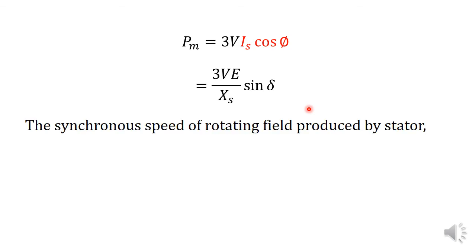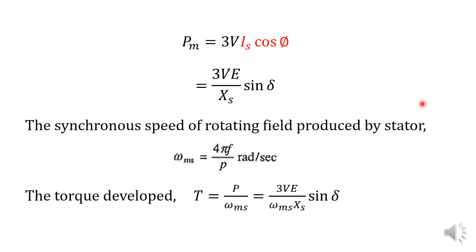Now we can write the expression for torque. For that purpose we have to know the speed of the motor. Since this is a synchronous motor, the rotor will be running at the synchronous speed. So the synchronous speed of the rotating field produced by the stator, omega ms, is equal to 4 pi f by p radians per second. So the torque developed is equal to P by omega ms.